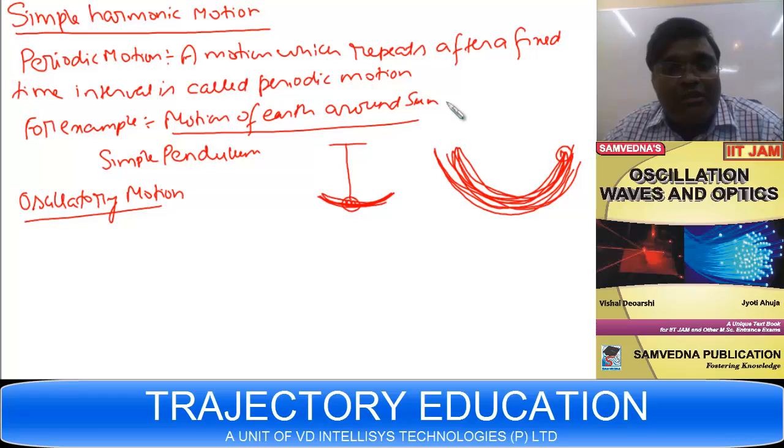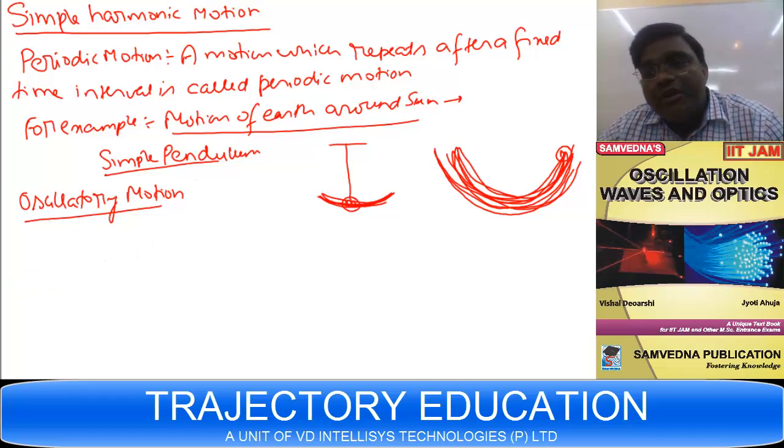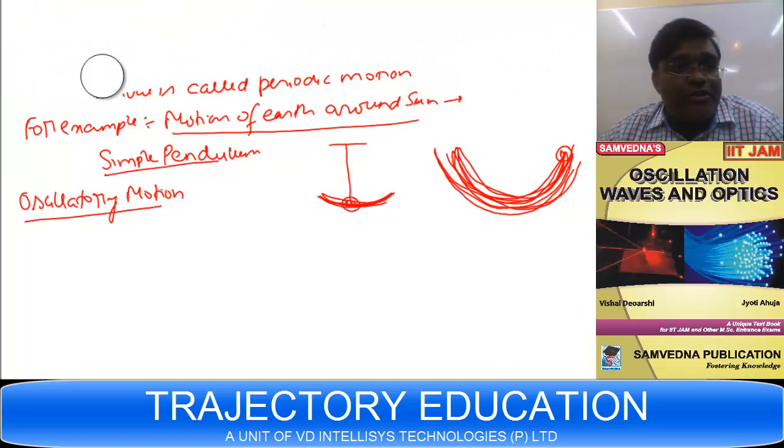Like motion of Earth around Sun is not an oscillatory motion. This is a periodic motion which is not oscillatory in nature. But motion of a simple pendulum or motion of this ball in a hemispherical bowl will be an oscillatory motion. Now, I'll discuss what are the conditions which are required for the motion to be oscillatory.